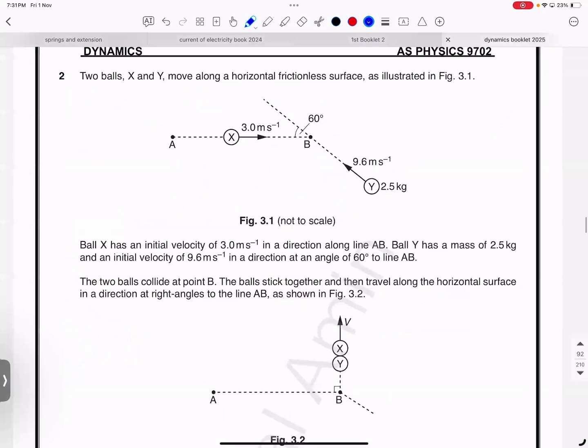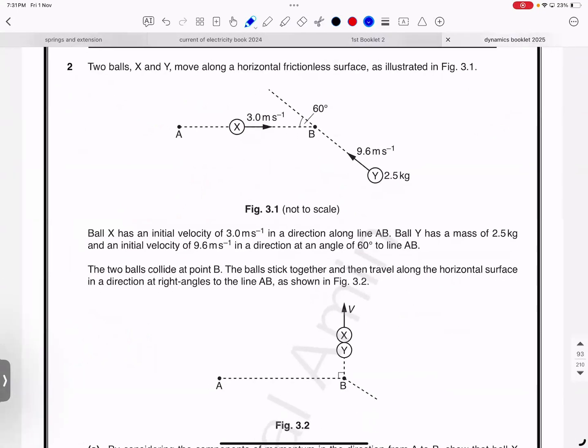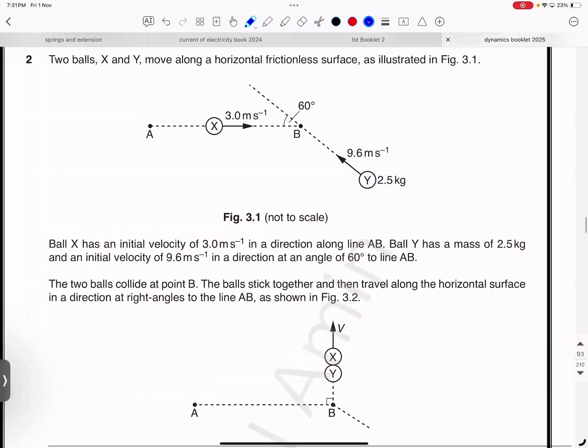Question number 2. Okay, this question is a familiar question to all of you, I'm sure. It's a very good question. Professor Dr. Hani Yasser, Professor Dr. Abbas Ahmed, and Professor Dr. Ahmed Abbas, they did it correct. So balls X and Y are moving along a horizontal frictionless surface, and X has a speed of 3 meters per second, Y mass 2.5 and speed is 9.6 meters per second. The angle is 60 degrees between them.